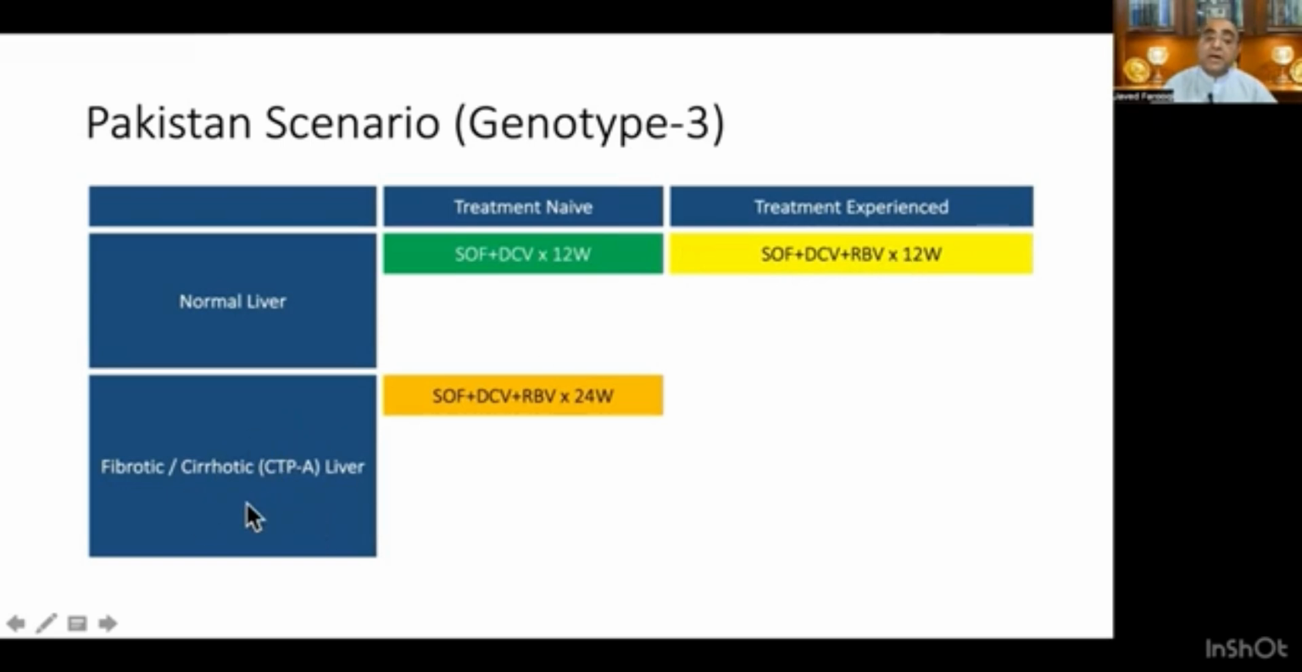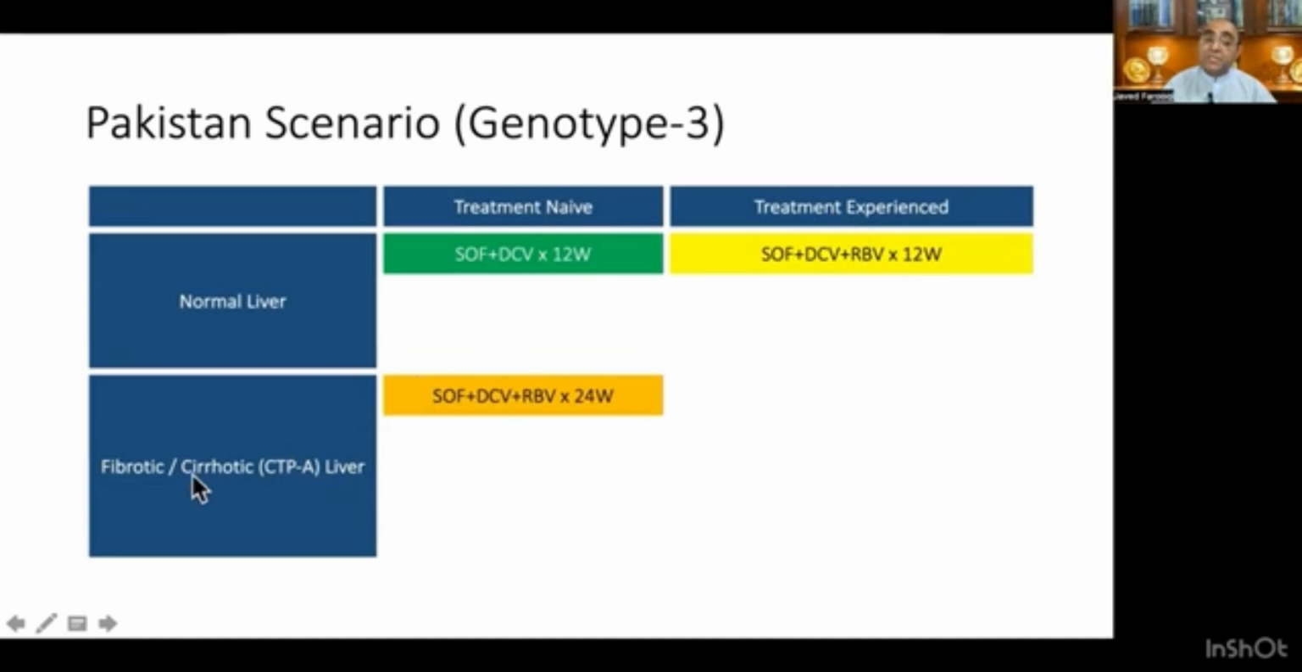Now coming to the second class, accordingly the liver: if the patient's liver is fibrotic or the patient is cirrhotic Child class A, and you want to give sofosbuvir-daclatasvir, so it should be sofosbuvir-daclatasvir and ribavirin for 24 weeks. So it should be clear that this is the third difficult case. The easiest to treat is normal liver with treatment naive. The second, a bit difficult, is the normal liver with treatment experienced, and relatively more difficult is fibrotic or cirrhotic Child class A liver and treatment naive.